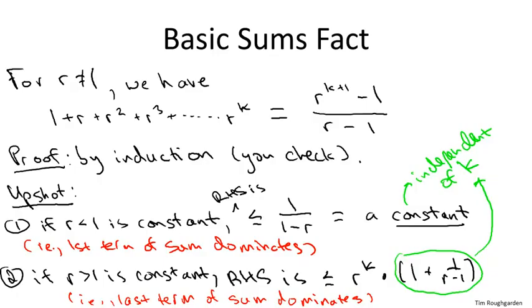So to summarize this slide in just one sentence, when we sum up powers of a constant r, when r is bigger than 1, the largest power of that constant dominates the sum. When r is smaller than 1, then the sum is just a constant.